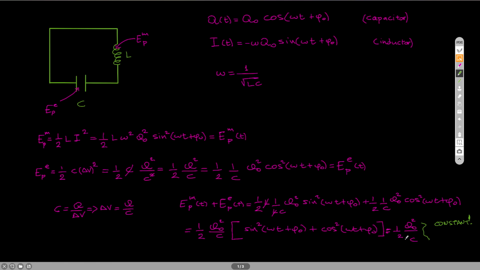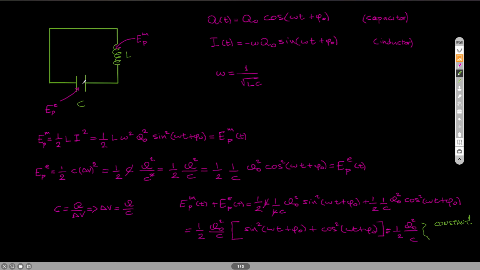Now, it is interesting to take a look at this quantity. I have 1/2 Q naught squared over C. But if you see, this is exactly what the maximum value of the electric potential energy stored in the capacitor is. Okay, which means when the capacitor is fully charged and there is no current flowing in the inductor, all the energy is in the capacitor.